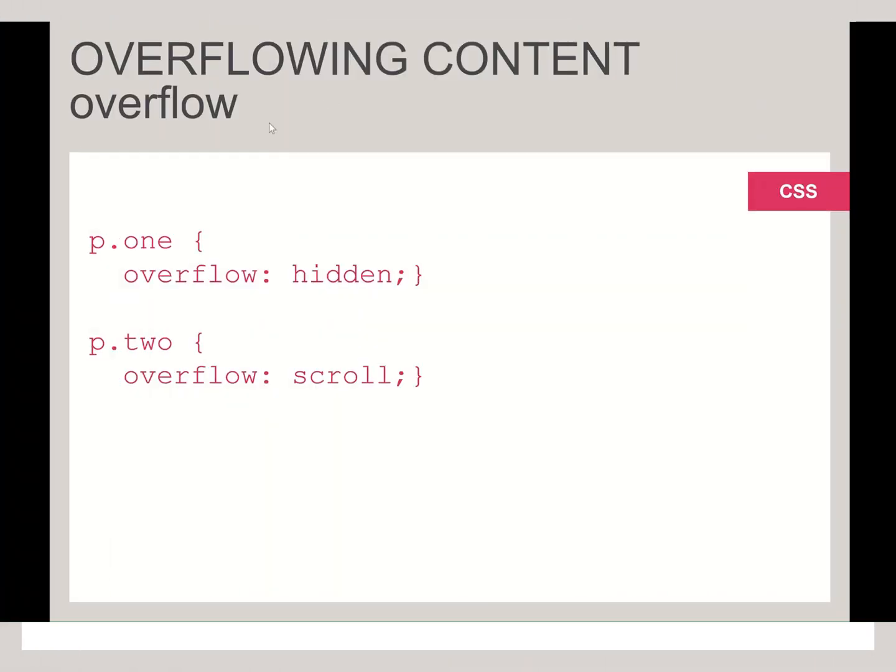Okay, let's continue with the overflow property. We mentioned that if the box is not big enough, it's less than the required space to show the text completely. So we have two methods to show the rest. The first one is that we don't care. We hide it, so we only show that part.